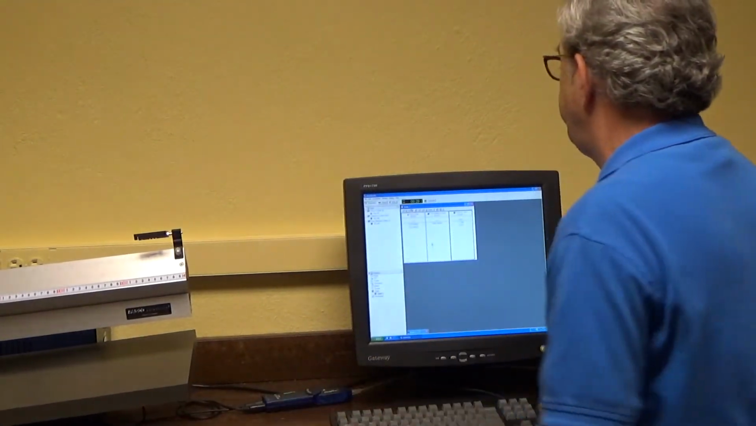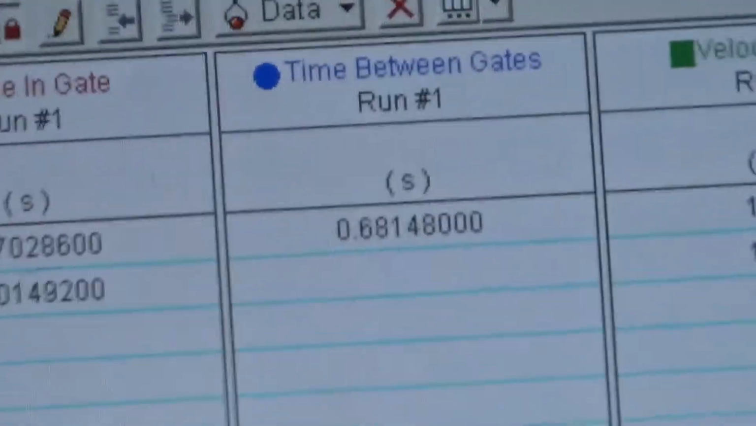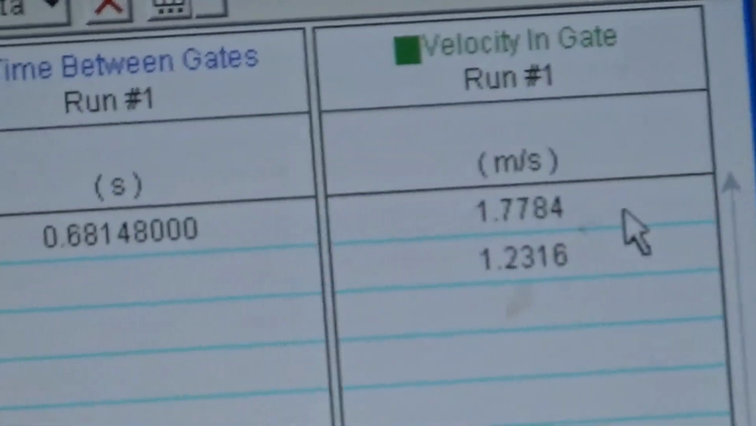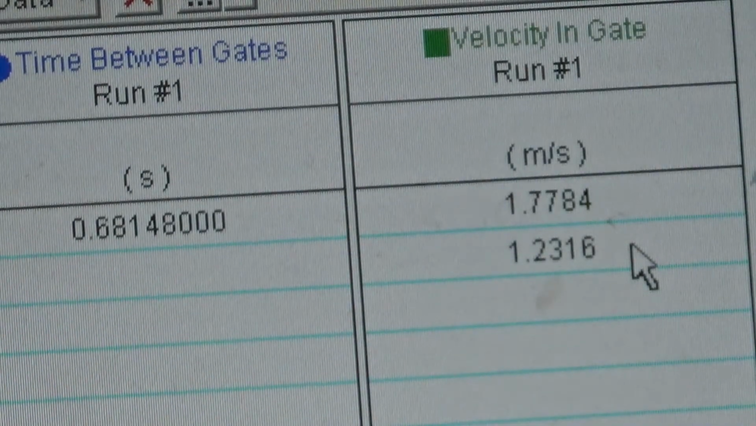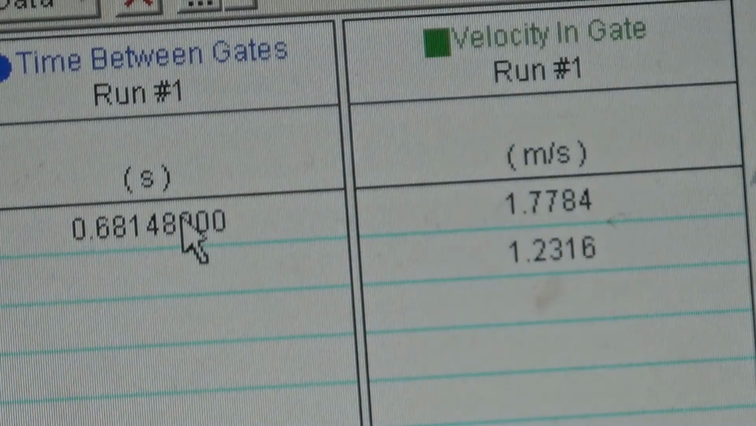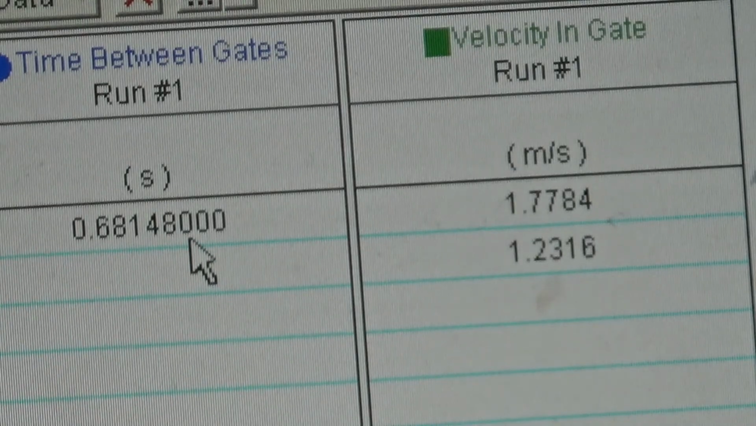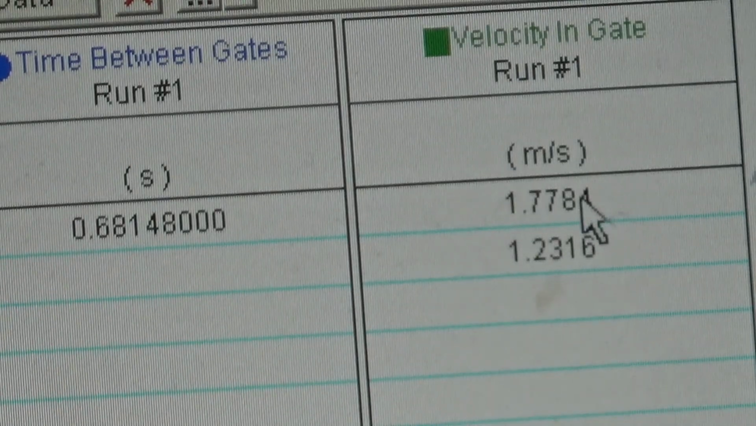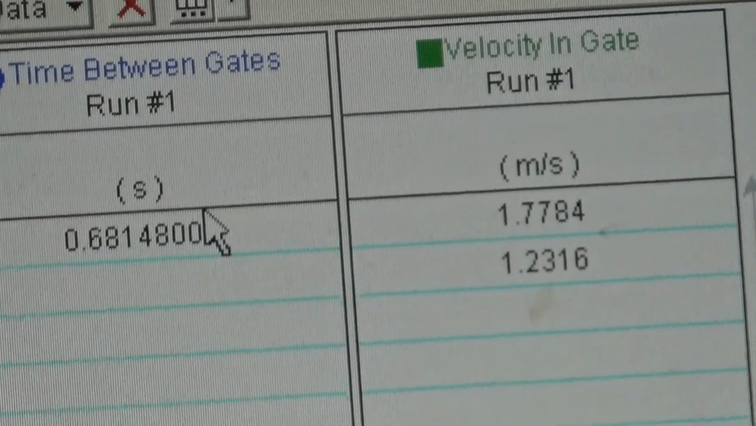Okay, so here you can see that in the first gate, it was going 1.7784. In the second gate, 1.2316. So it slowed down quite a bit, and I gave it a pretty good push. The time between the gates is 0.6815 seconds. So once again, by looking at the difference between the velocities in the gates divided by the time between the gates, you'll be able to calculate that acceleration uphill.